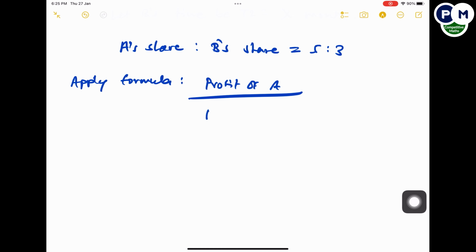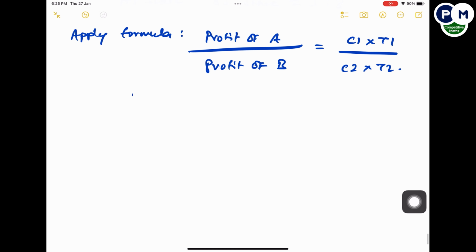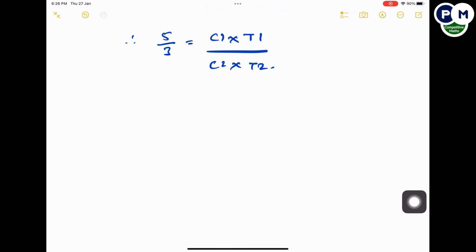By applying the formula, profit of A by profit of B equals C1 multiplied by T1 by C2 multiplied by T2. Therefore, B's time equals 252 by 30, which is equal to 8.4 months.